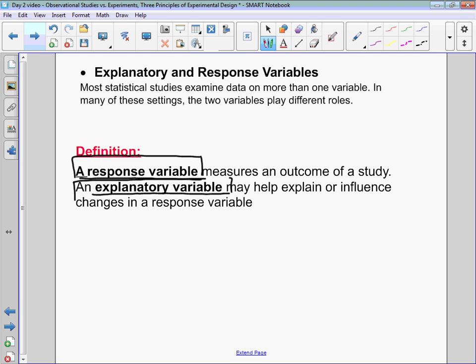So we would do an experiment on something like survivor rates of a surgery, and we'd give people different drugs. The different drugs would be our explanatory variable, and whether or not they survived the surgery would be the response variable. And that's an example of an experiment because we are actually doing different things to the different people.